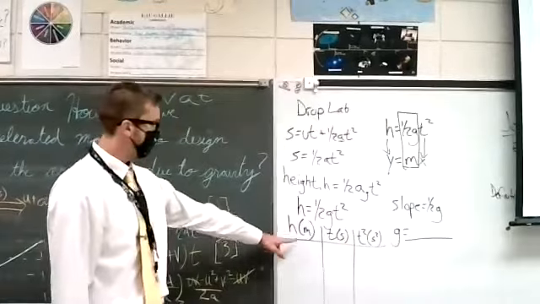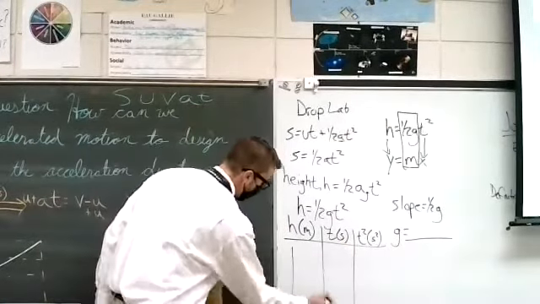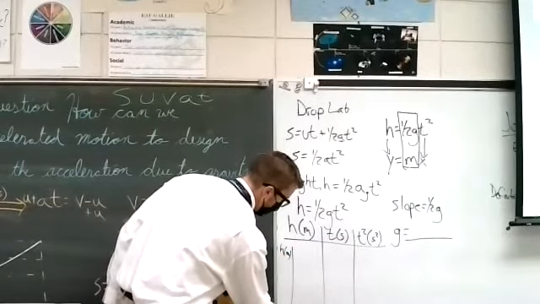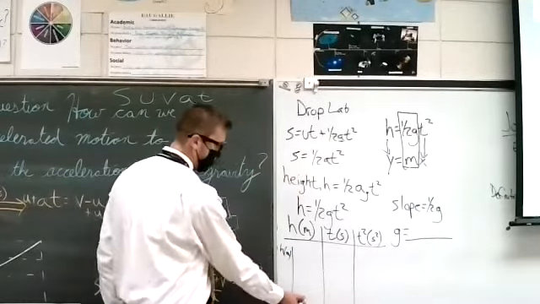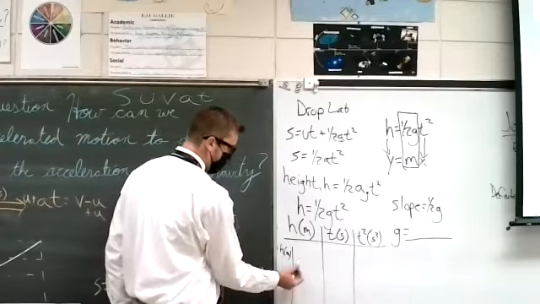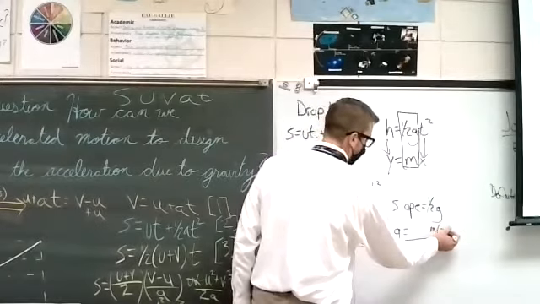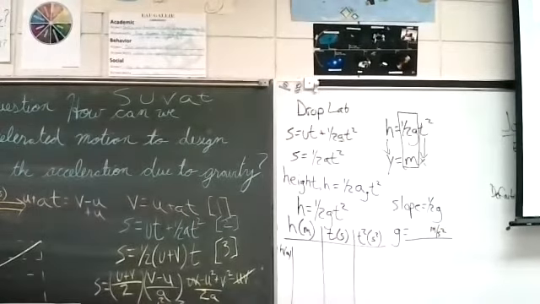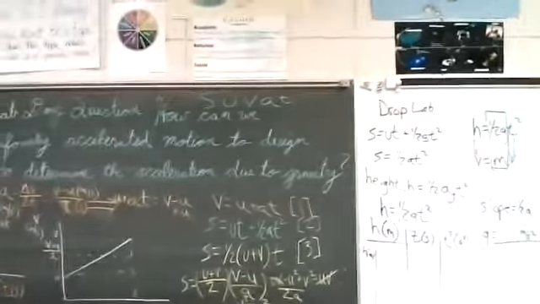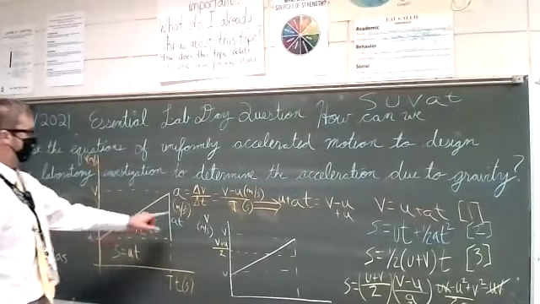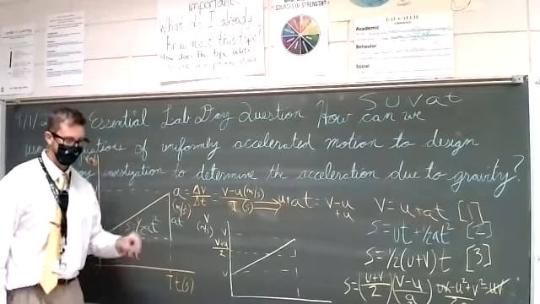And if you think about the graph that we're making, we're plotting height in meters against time squared in seconds squared. When we take the slope, the rise over the run, we get meters per second squared. So our units are going to be the correct units of acceleration. Meters per second squared of acceleration. Okay.